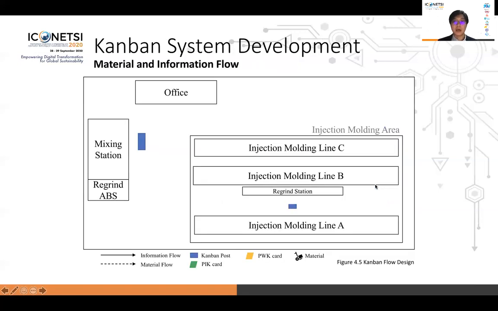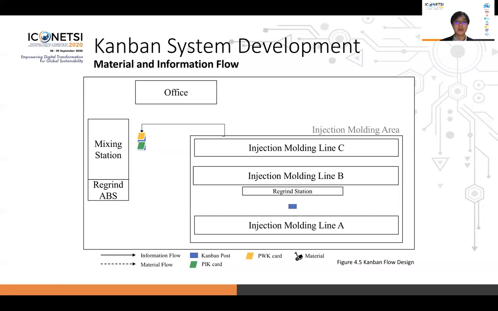And this is the Kanban system development process. Here is the material and information flow within the Kanban system. Starting with the first cycle of virgin material withdrawal, this is the production withdrawal Kanban card, the yellow parallelogram. It will be sent to the mixing station Kanban post as a signal that the machines need virgin material.